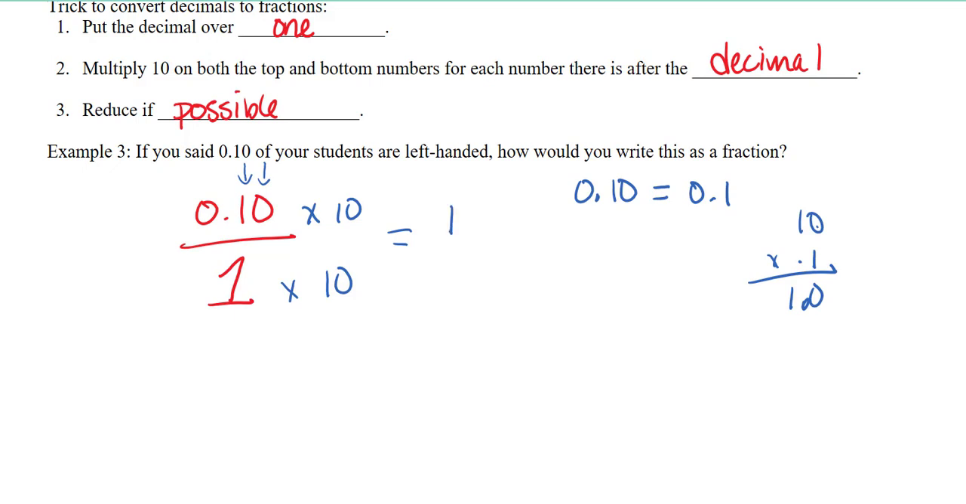Now, we can keep multiplying, but we're just actually going to have to reduce it, so we'll just leave it as 1. And then 1 times 10 is 10. So if we kept going, we would have ended up with 10 over 100, which would have to reduce to 1 over 10. So that's our answer.